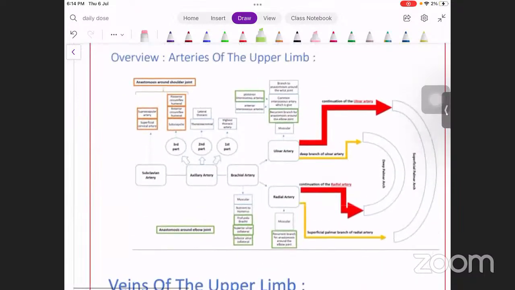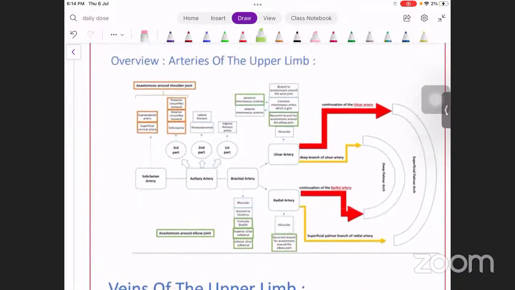And apart from that, you have the arteries of the upper limb. From the subclavian artery, you have the axillary artery. And from the axillary artery, you have the brachial artery. Brachial artery splits into radial and ulnar arteries. And the radial and ulnar arteries form a superficial and a deep palmar arch.